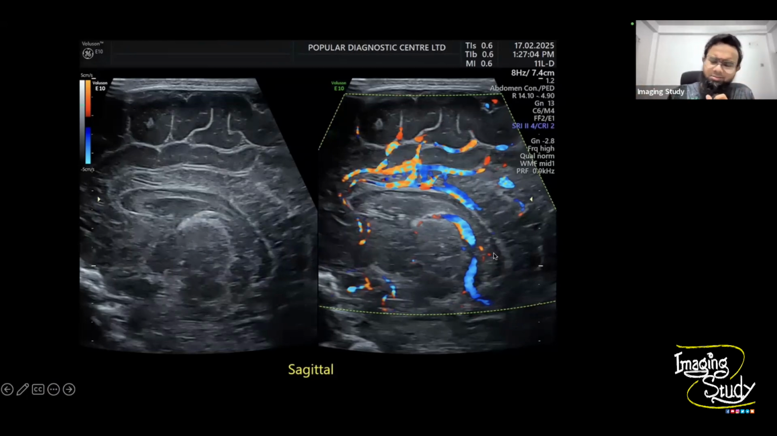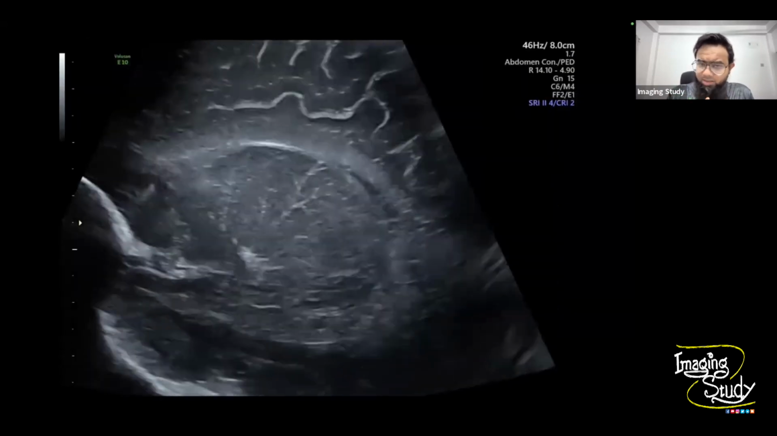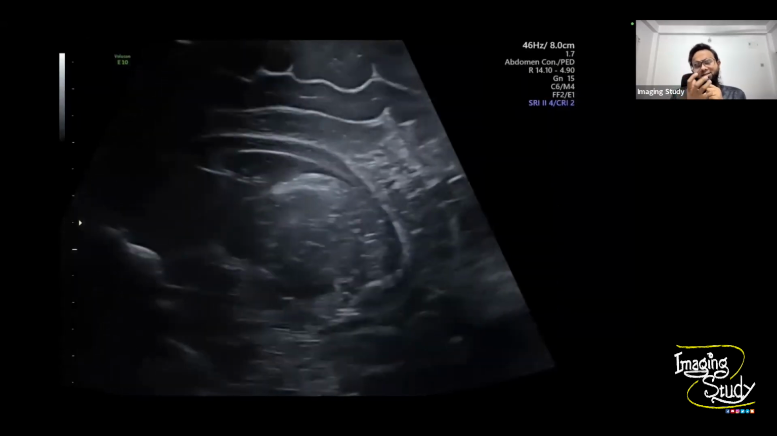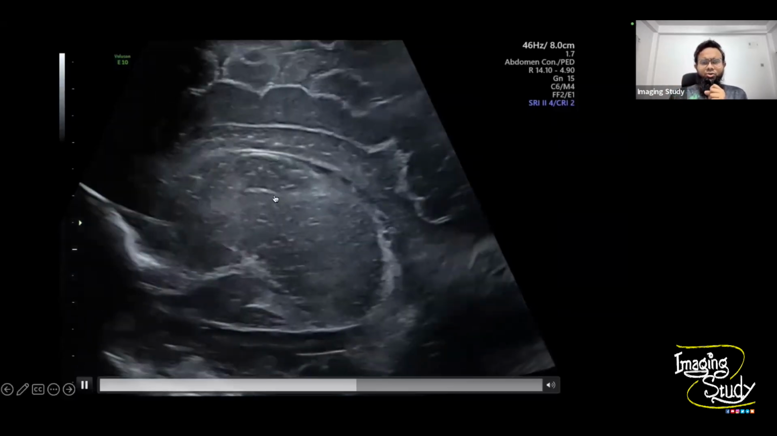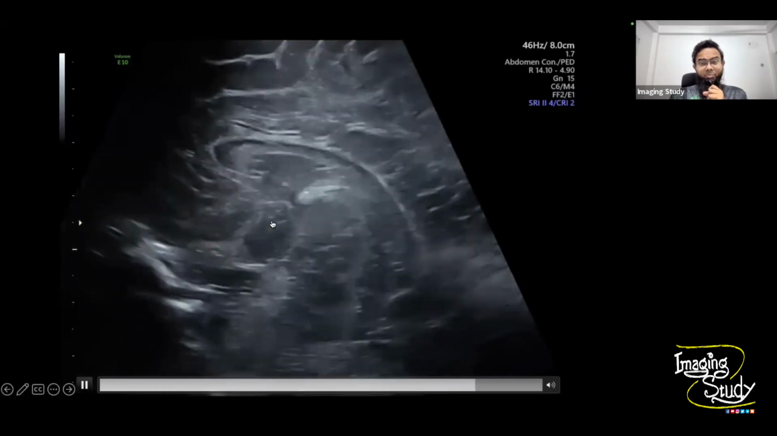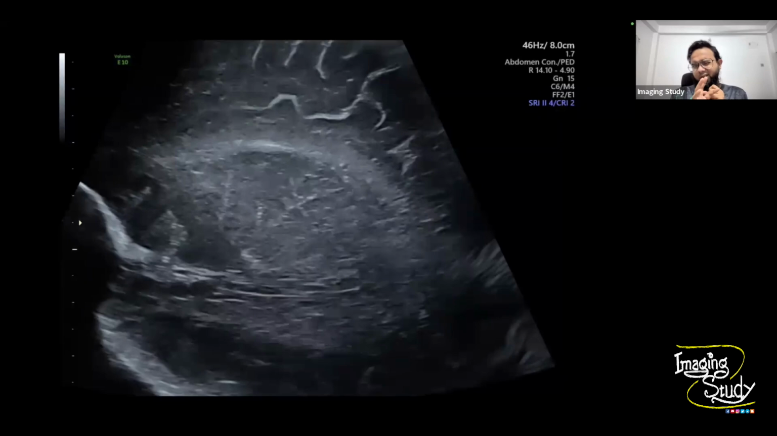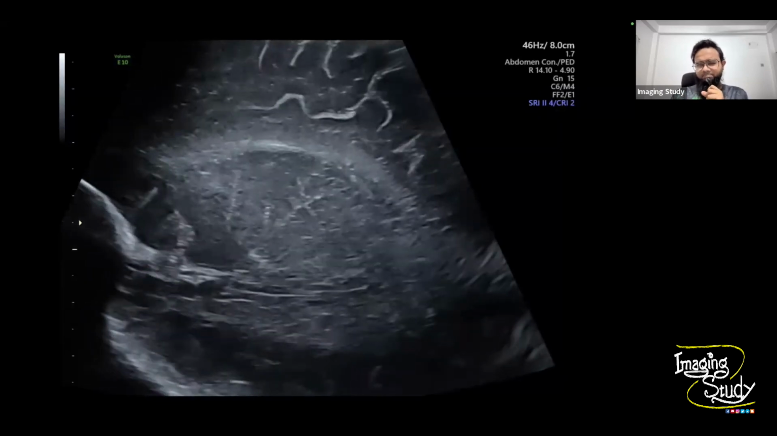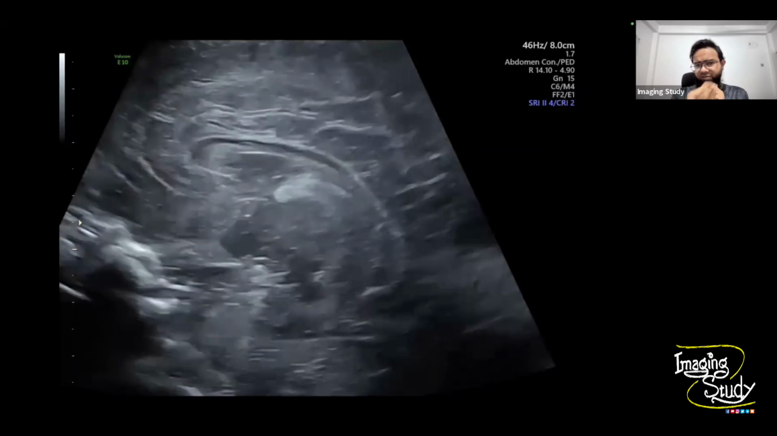So why did they send the patient to me? Okay, let's see on real time now. You see, this is the thalamoganglionic region. You see the thalamostriate vessels here, which are very prominent, and walls are echogenic. I want to ignore that because it's a 9 month old, but I couldn't ignore one finding.